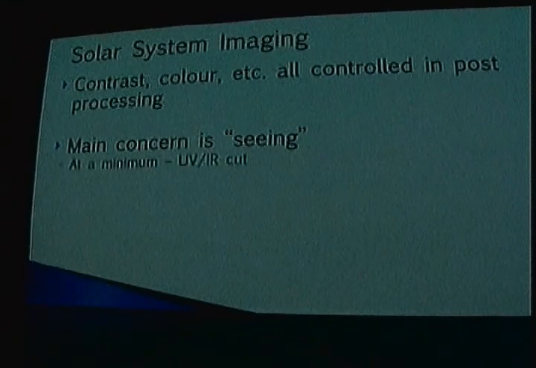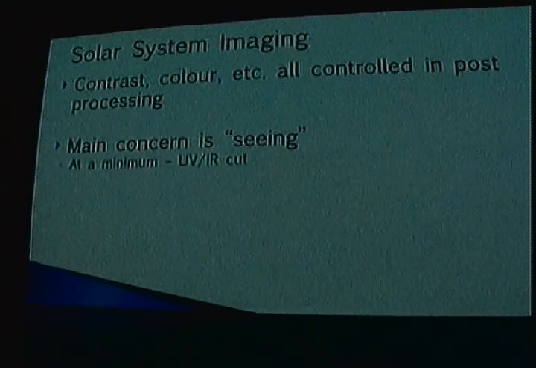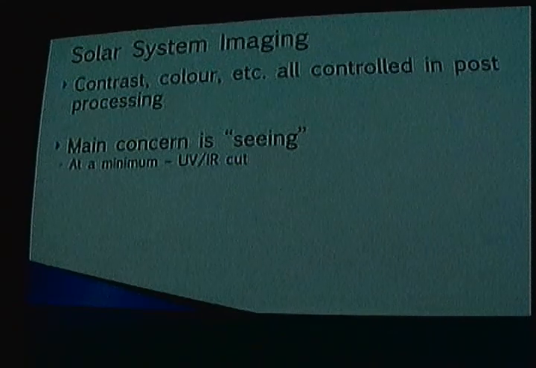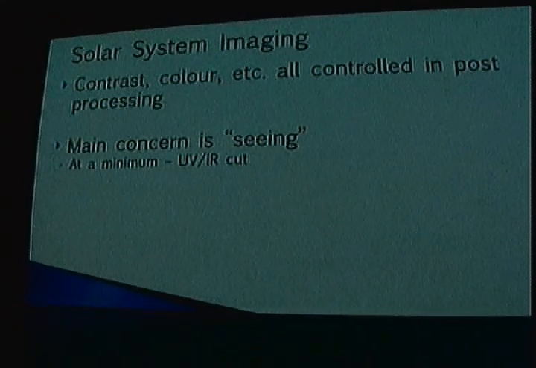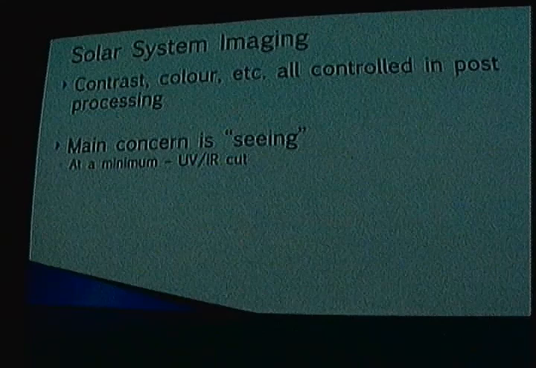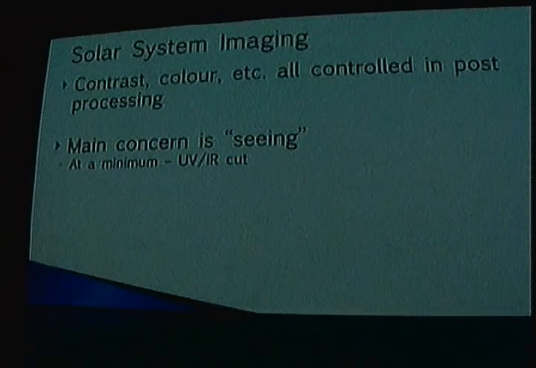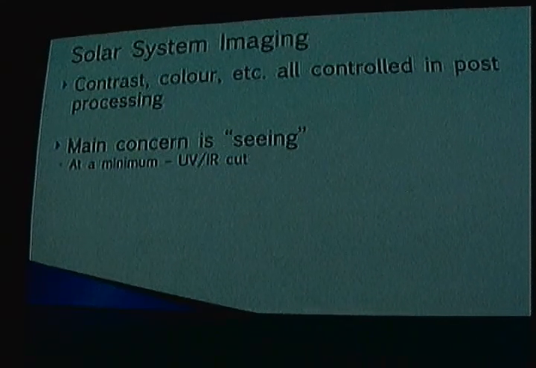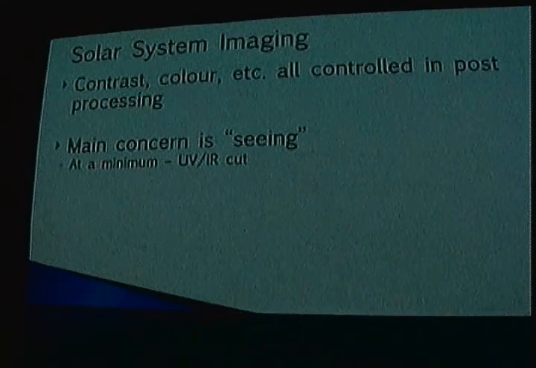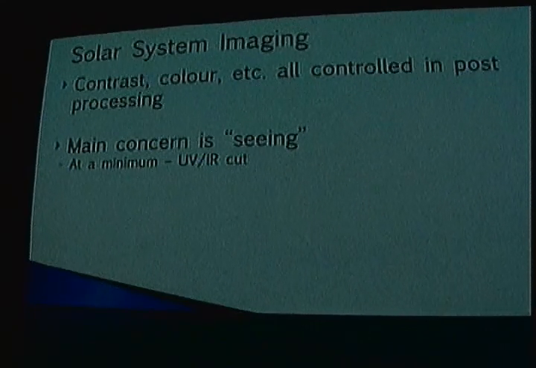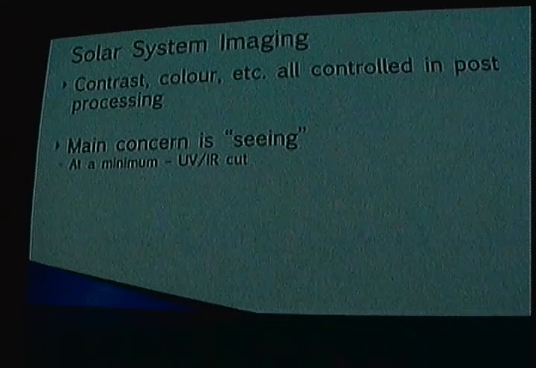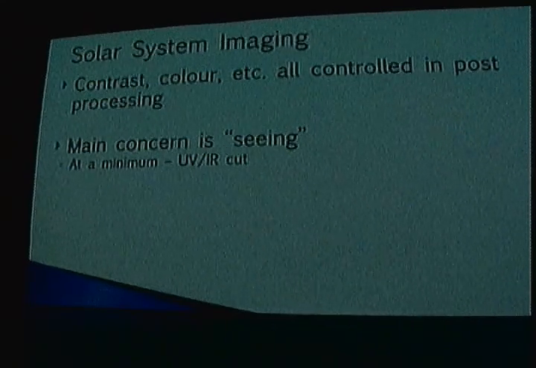At a minimum, I recommend that you use a UV IR cut filter. This blocks the parts of the spectrum that visually you can't see anyway, and in all likelihood your telescope doesn't do a very good job of focusing. So by getting rid of those parts of the spectrum, it will help to improve the focus and the sharpness of your images.